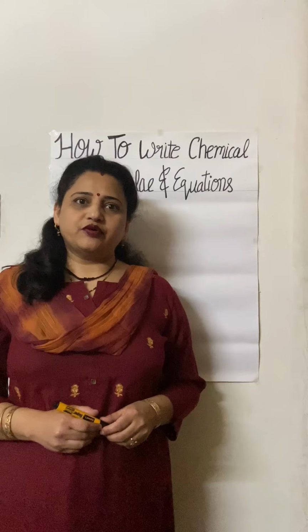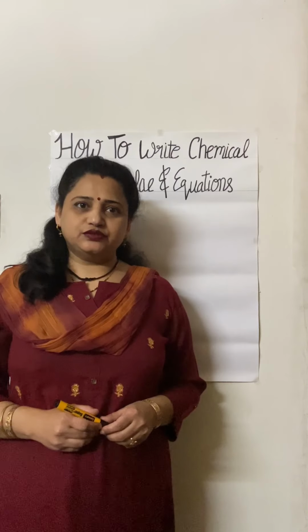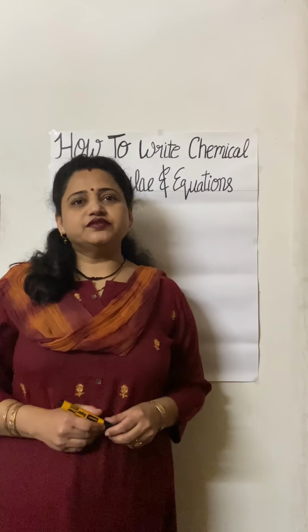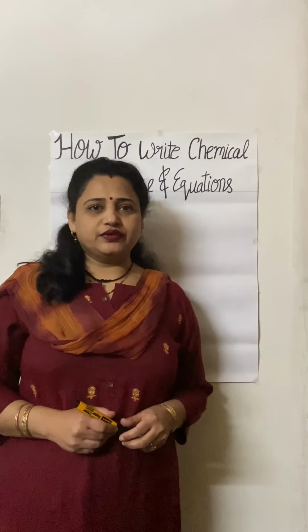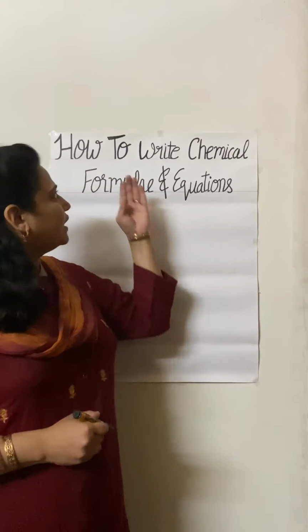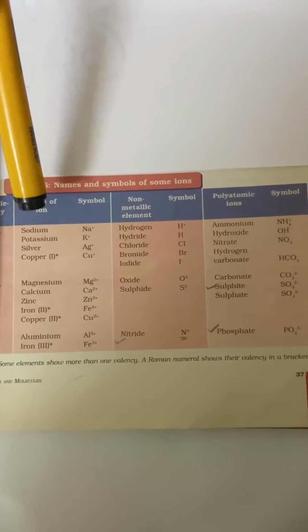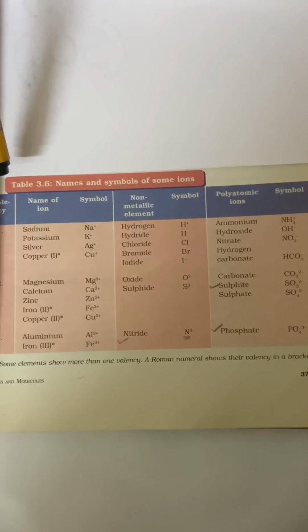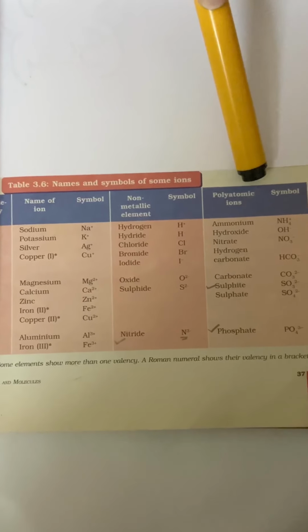Hello everyone. Today's video is on the request of some of our students, and the topic of discussion is how to write chemical formulas and equations. In order to write the chemical formulas, children, you must memorize this table. This is from your class 9th book. You have to memorize all the valencies given in this table.